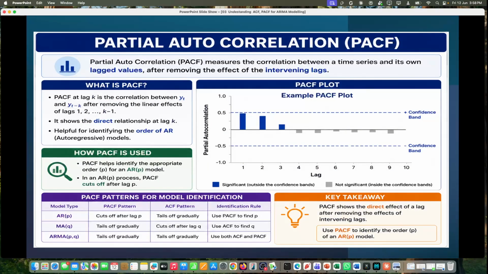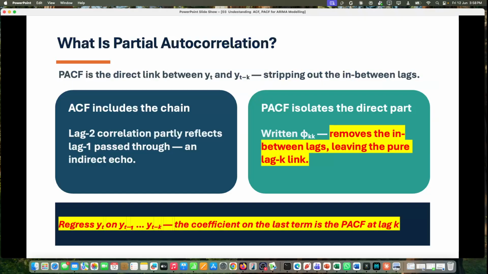Partial autocorrelation measures the direct relationship of the time series with its own lagged values after removing the effect of the intervening lags. That's an important note. So PACF is the direct link between Y_t and Y_(t-k) after stripping out the in-between lags. Autocorrelation includes a chain. When you measure autocorrelation between lag 1 and 2, or lag 1 and 3, or lag 1 and 4, it actually reflects an indirect relationship. That means it gives you the total relationship, whereas partial removes the effect of the in-between lags.